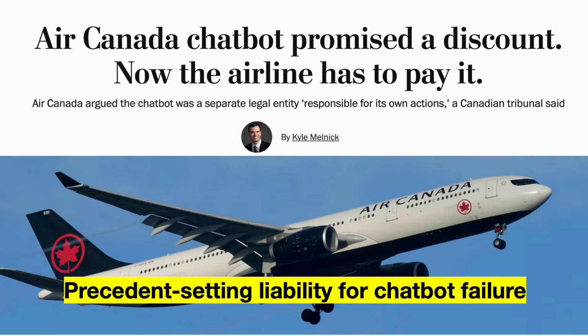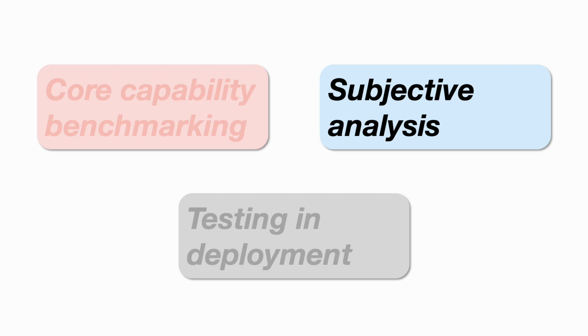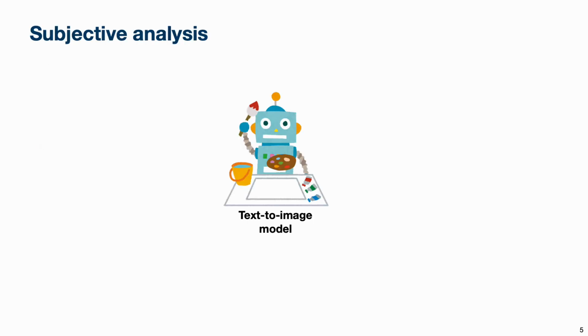And this was precedent-setting, not only an embarrassment for the company, but a big problem for companies like OpenAI, because it's basically establishing that there's liability if you deploy a model that has some unexpected failure mode like this. Okay, so that's core capability benchmarking and an illustration of its issues. Now let's talk about subjective analysis.